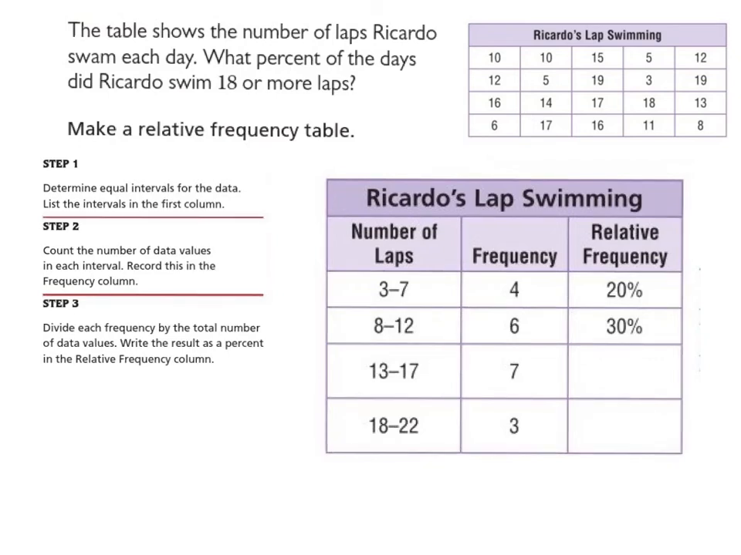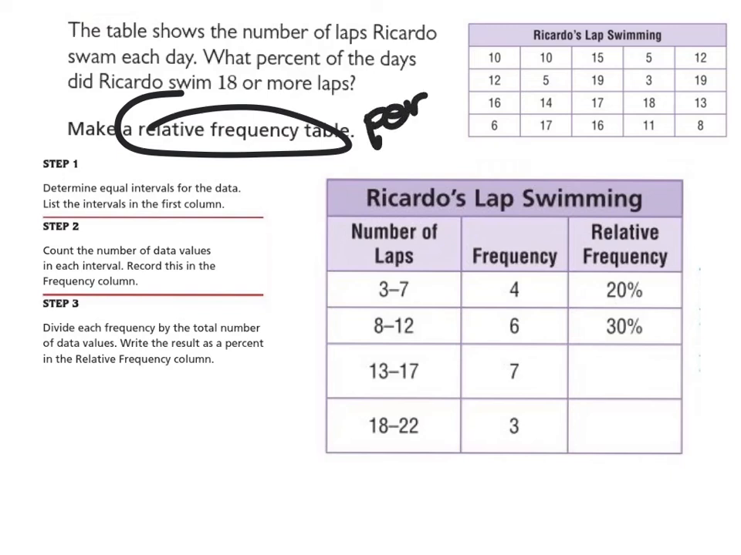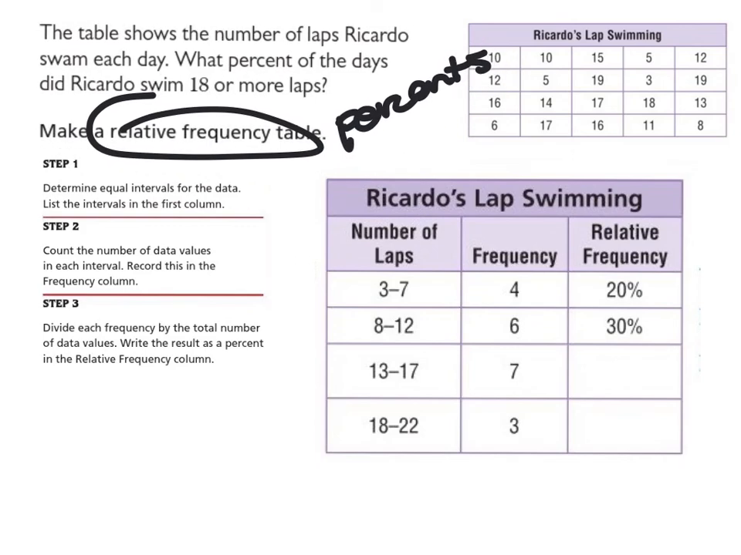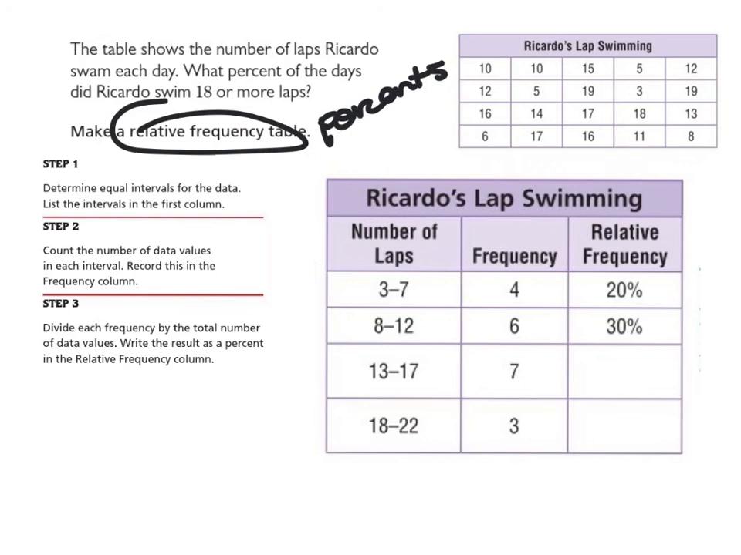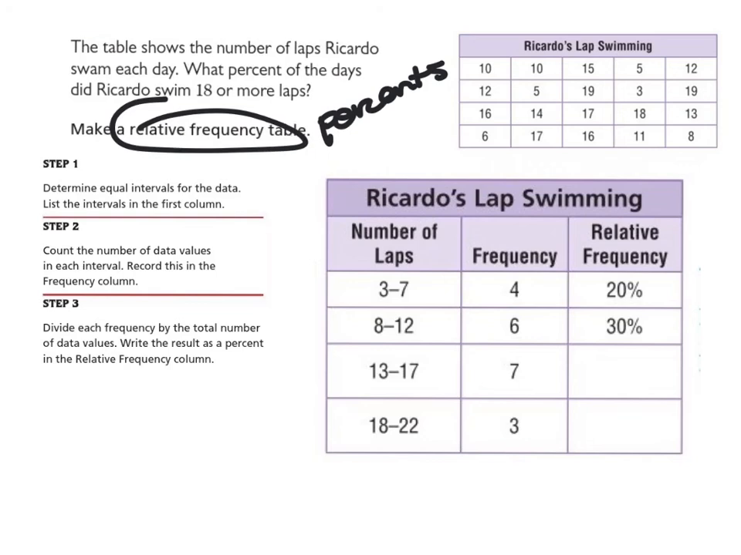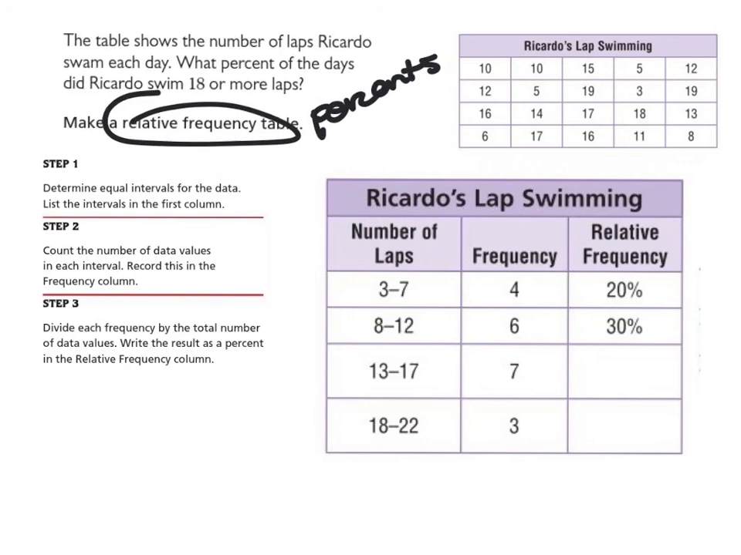Alright, here is the relative frequency table. Now, when you think of the word relative frequency, you should think of the word percents. Okay? It is percents. Now this table shows the number of laps Ricardo swam each day.